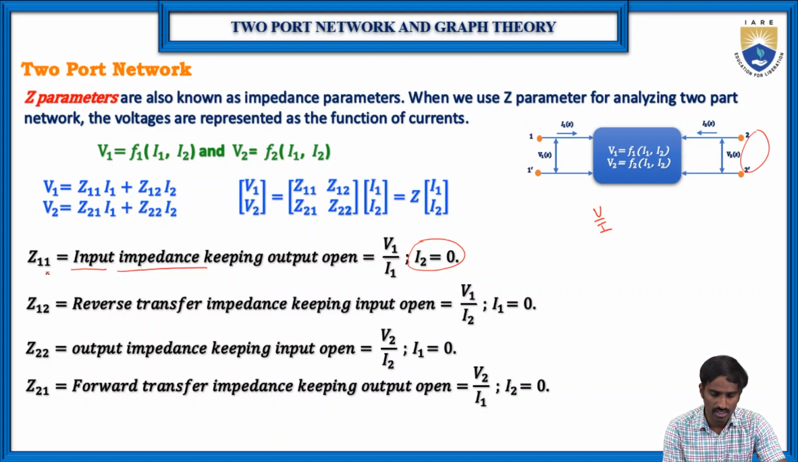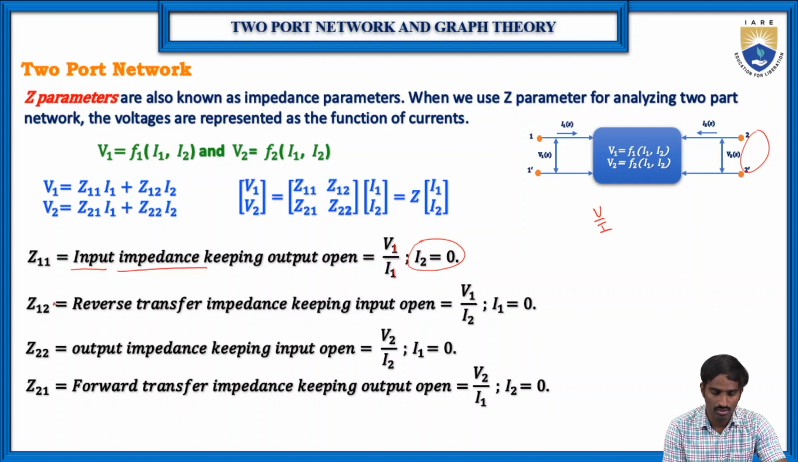Here, 1 represents the input, port 1, and 2 represents the output parameters, port 2. So Z11 means, since Z is equal to V by I, V1 by I1. Here the two 1s represent the input side parameters, that's why V1 and I1. So if you are going to find V1 and I1, then I2 must be 0.